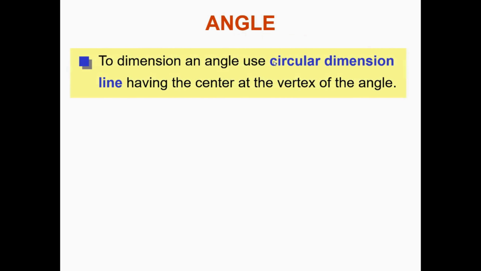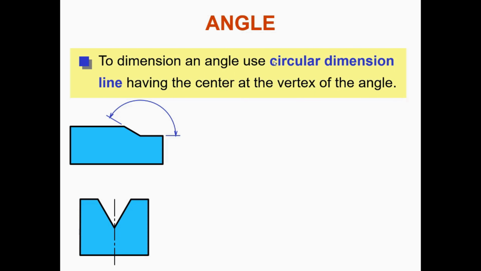Let's come to angles. To dimension an angle, use a circular dimension line having the center at the vertex of the angle. So if you have angles in your model or in your 2D drawings, it is important that you use the appropriate practice.